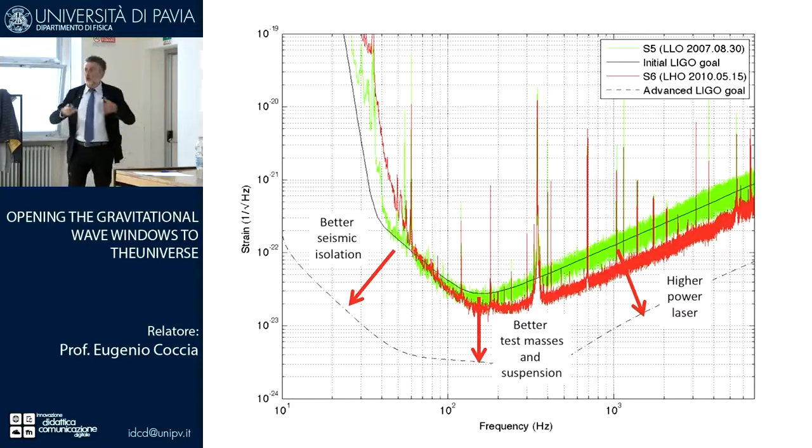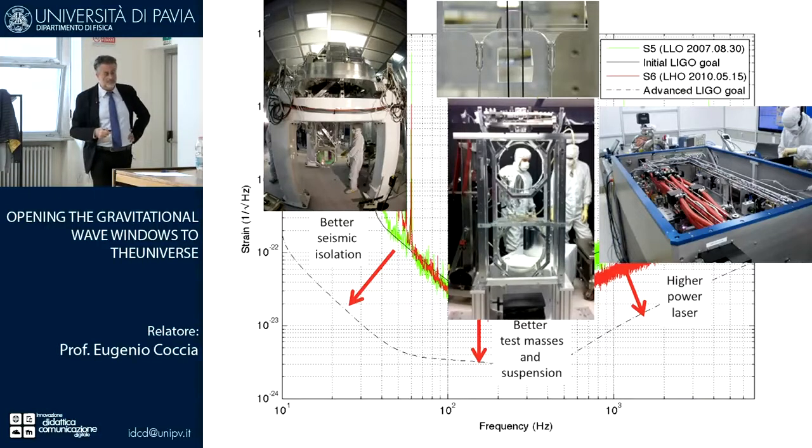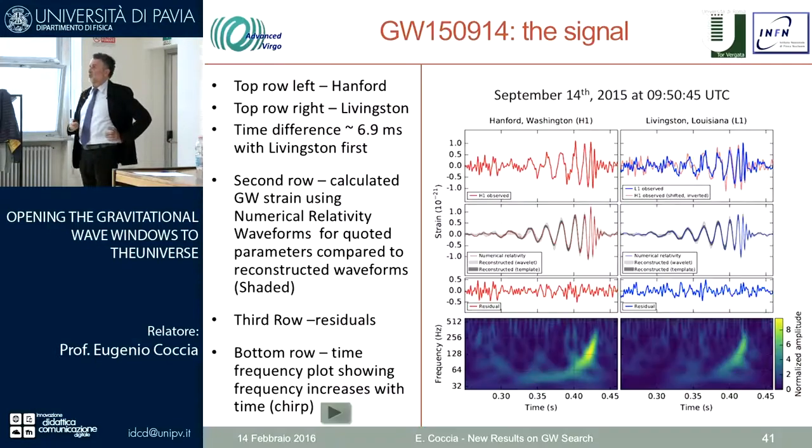To reach the sensitivity able to detect gravitational waves was a long work, a long effort, and you need to have better seismic isolation, better test masses, perfect mirrors, suspensions made of low dissipation material, and high power lasers with very low noise. So at the end, we succeeded.